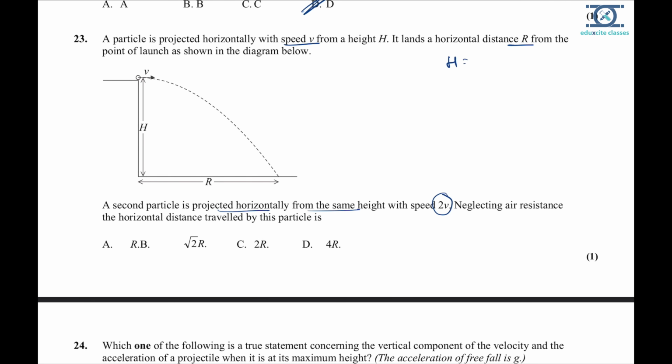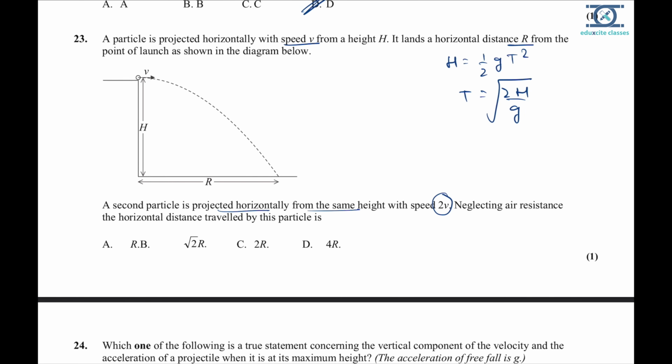So h equals ut, where u is 0, plus half g t squared. So the time is t equals the square root of 2h by g. So time is this, and it doesn't depend upon the velocity. It depends only upon the height. So the same time it will take for the next particle.